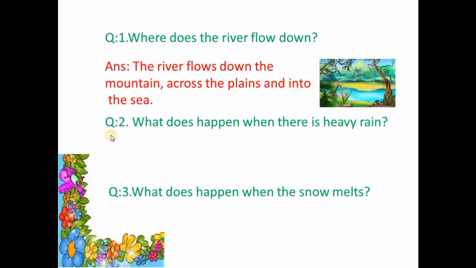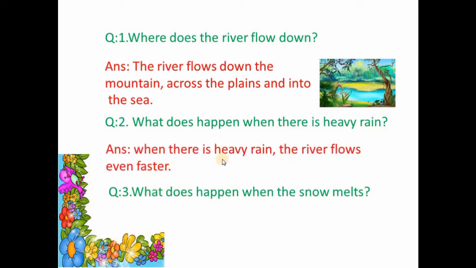Now move to question number 2. What does happen when there is heavy rain? When there is heavy rain, the river flows even faster. Why is it so? Because rainwater is also added in it. Water increases. So when there is heavy rain, the river flows even faster.